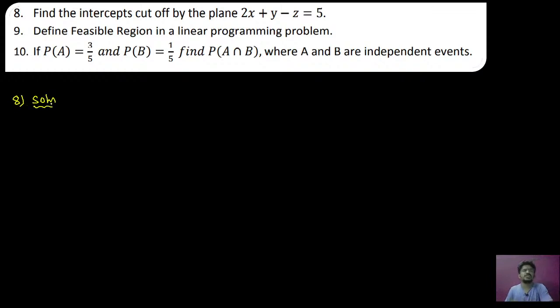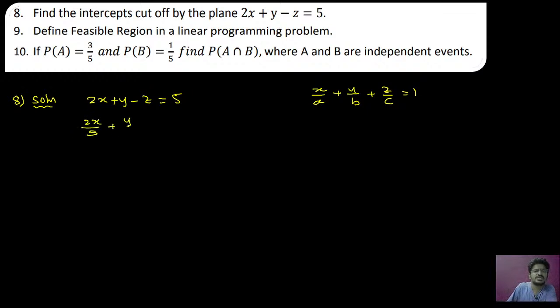The 8th problem is: find the intercepts cut off by the plane 2x plus y minus z equal to 5. So here you have to write it in the intercept form. What is the intercept form of the plane? x by a plus y by b plus z by c equal to 1. So therefore now you can write it as 2x by 5 plus y by 5 minus z by 5 equal to 1, because 5 by 5 is 1.